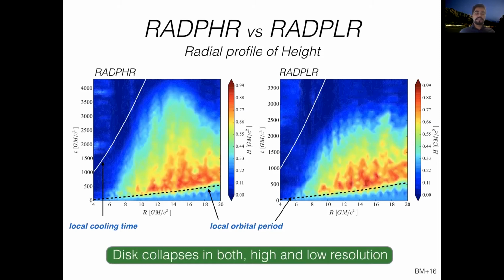This white curve here is the local cooling time. The reason we needed a higher resolution run was to resolve the MRI better in the phi direction, compared to the low resolution run on the right-hand side. But both of them showed qualitatively similar behavior: the disk is collapsing into a very thin disk.